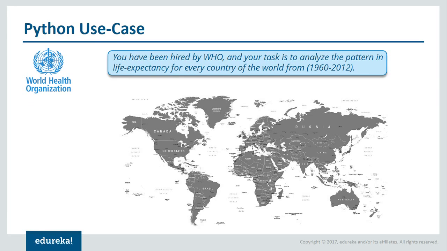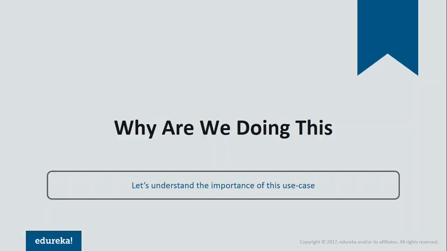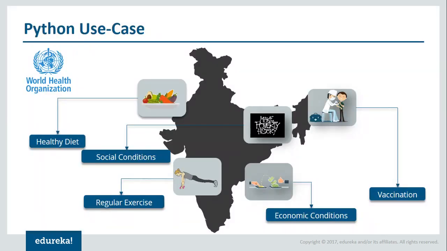So here our use case is about analyzing the WHO data of life expectancy for all the countries from 1960 to 2012. But the question is, why are we doing it? So let's understand the importance of this use case. By analyzing the pattern in life expectancy, we can understand how poor countries with low life expectancy are catching up with rich countries over the span of 1960 to 2012. So basically, it helps us in understanding the extent of health inequality. After that, we can use this knowledge to understand a lot about the health, social and economic condition of these countries.